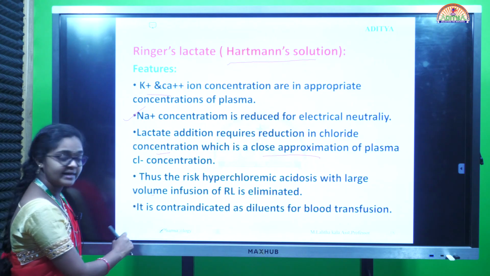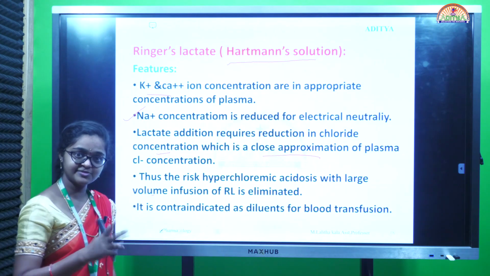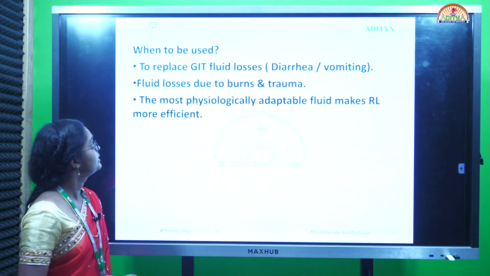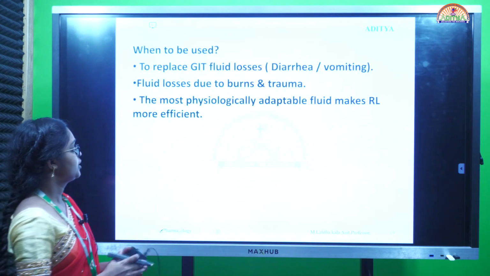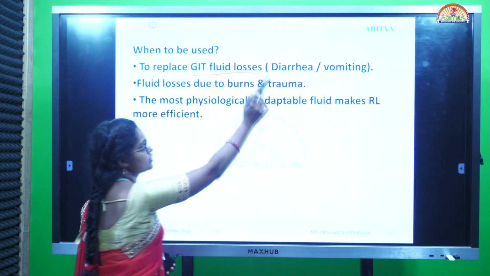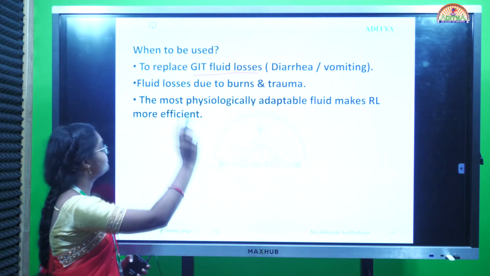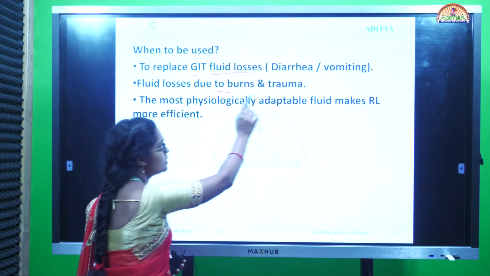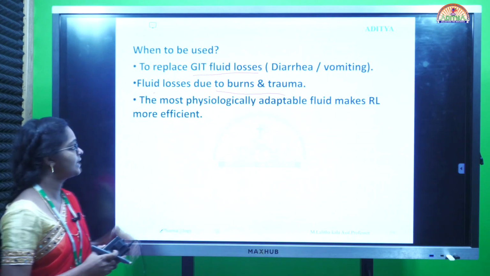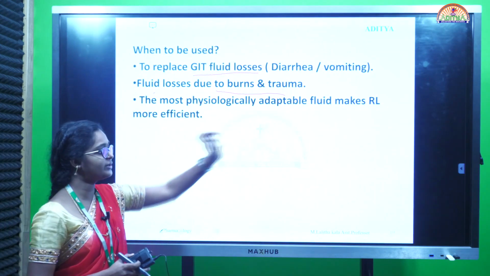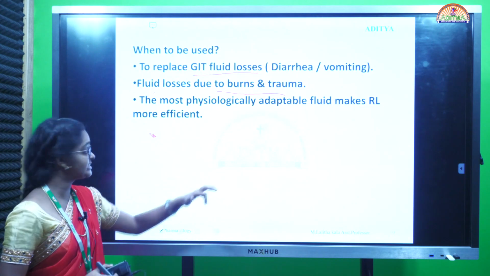It is contraindicated as a diluent for blood transfusion. Next, when to be used: to replace GIT fluid losses, that is diarrhea and vomiting, and fluid losses due to burns and trauma. The most physiologically adaptable fluid makes RL more efficient.